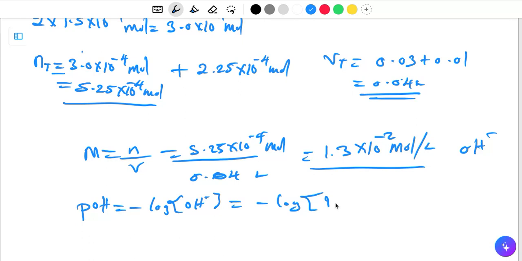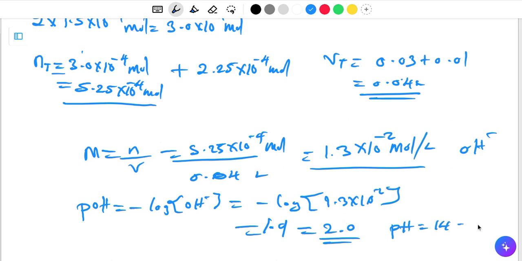So you just need to punch on the calculator and then you see what you are going to have. For this one, negative log of the answer, I'm getting 1.9, which is approximately 2.0 as the pOH. What about the pH? pH is going to be equal to 14 minus 1.9. I'm getting 12.1 as my pH. So that is how you're supposed to answer that question. Very simple.